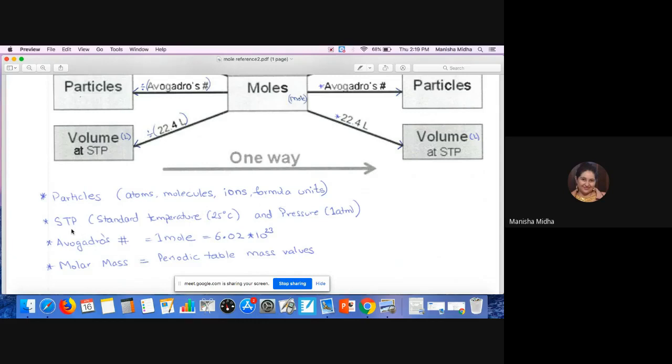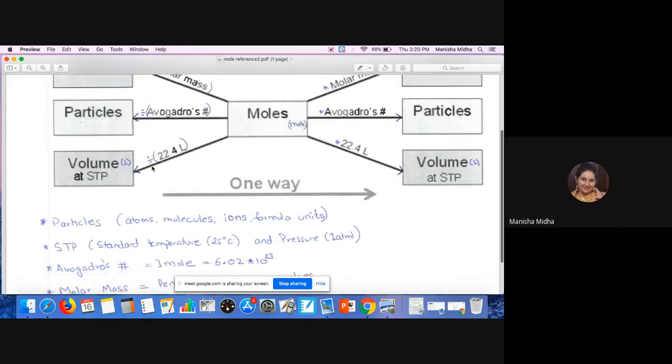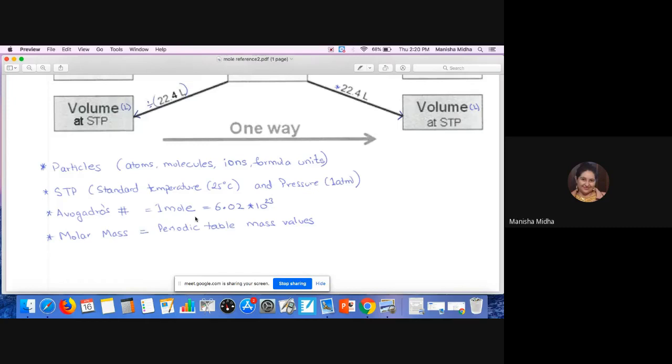STP is an abbreviation of standard temperature and pressure. You can ignore that in the question. Avogadro's number is right here in the calculations. What is Avogadro's number? You are familiar with it. It is equal to 1 mole, which is equal to 6.02 times 10 to the power 23. This is a big exponential number that is equal to Avogadro's number.